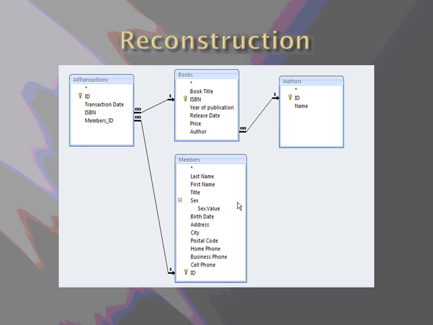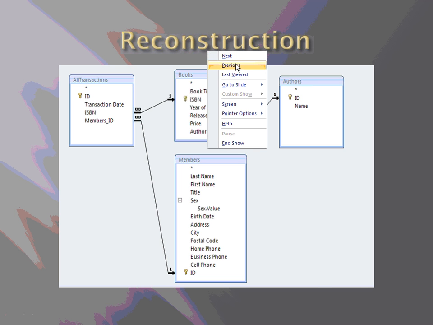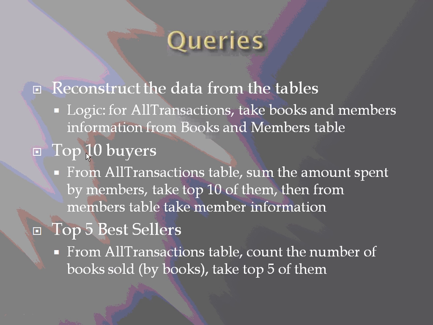So I think this is the query design view for the reconstruction. Now we'll be going to the top 10 buyers. What is the logic?